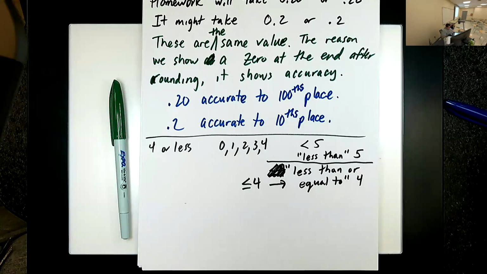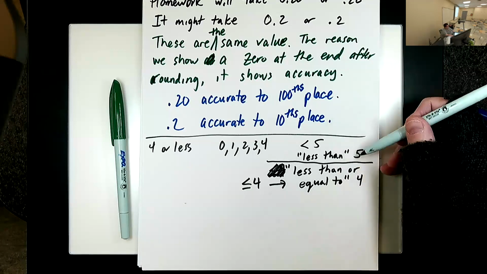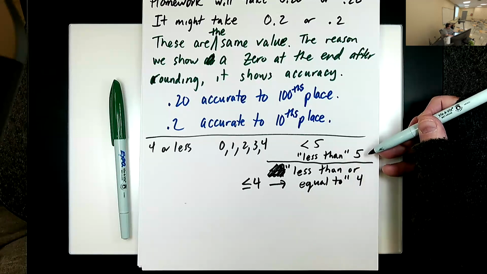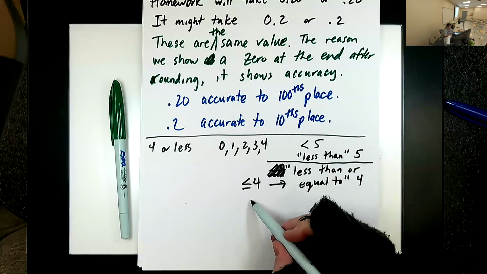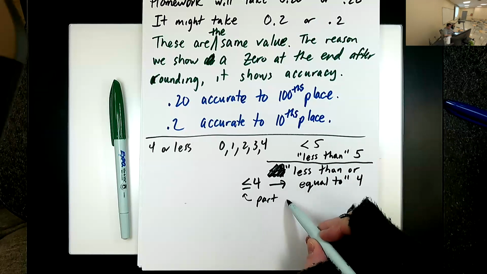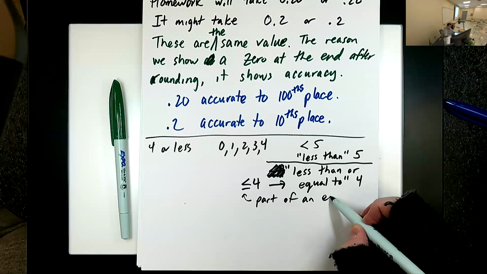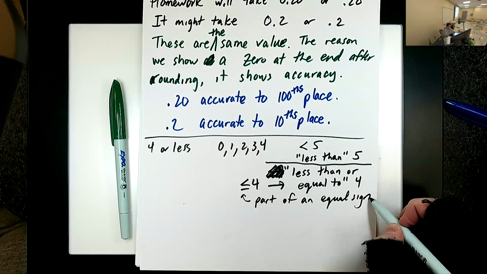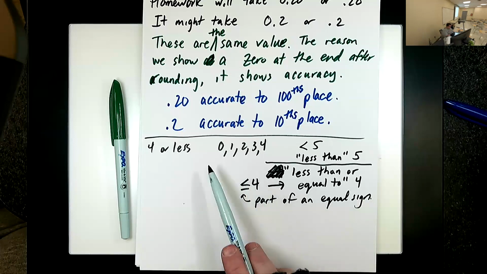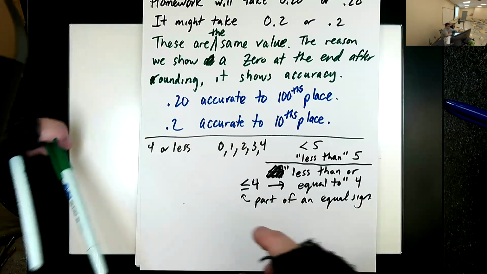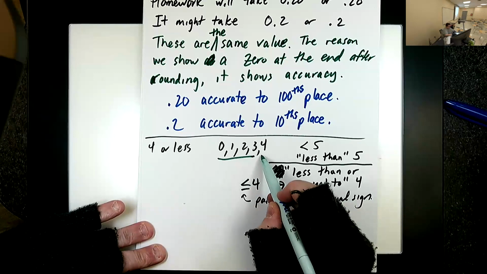There are 2 ways to write that. Less than means all the numbers below it, but don't include that number. So all the numbers below 5 are 0, 1, 2, 3, and 4, and we don't include the 5. If it has this line underneath, like part of an equal sign, it means we include the number. So this would be less than or equal to 4. The numbers less than 4 are 0, 1, 2, and 3, and then the 4 is the equal part.